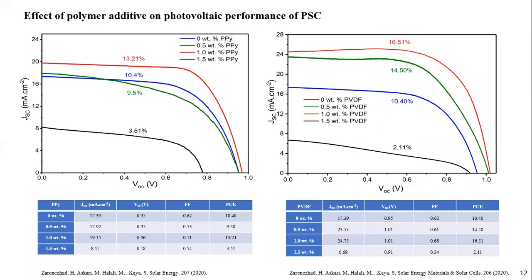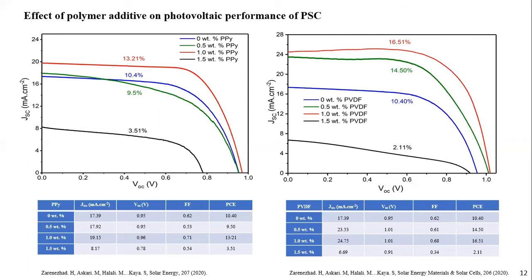To investigate the effect of the polymer on photovoltaic performance, the photovoltaic parameters of the perovskite solar cells were examined under AM 1.5 sunlight illumination. These figures exhibit the JV diagrams of the perovskite solar cells, with all corresponding parameters tabulated below. Efficiency was increased to 13.2% in the presence of 1% polypyrrole and increased to 16.5% in the presence of 1% PVDF.